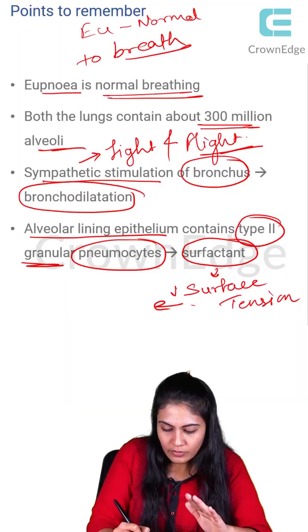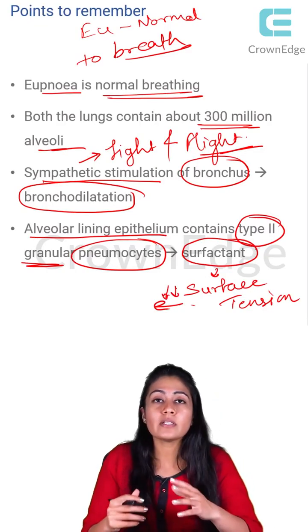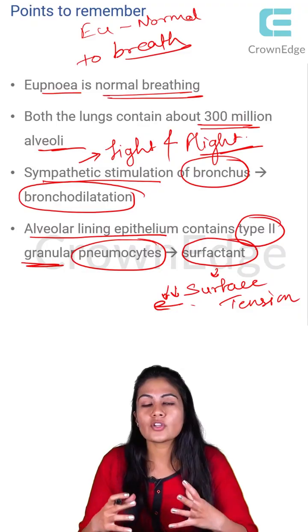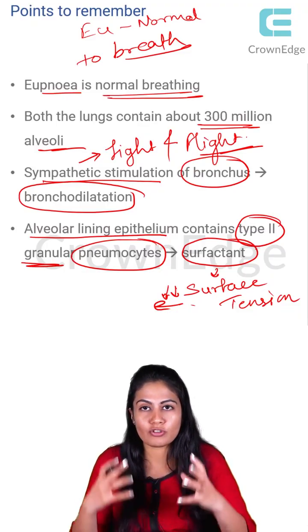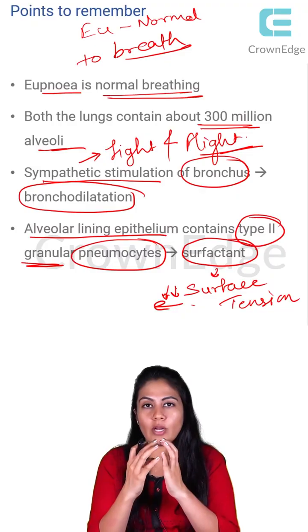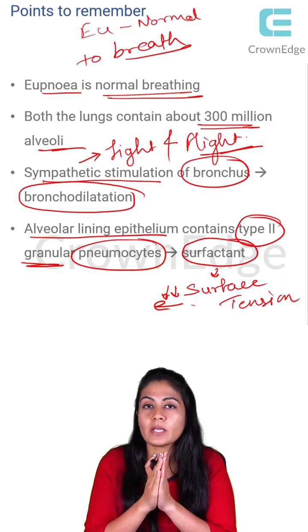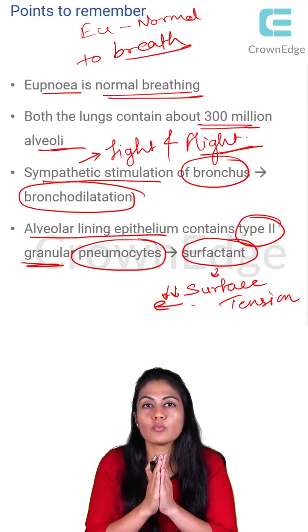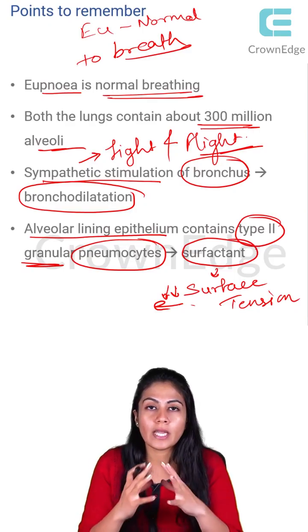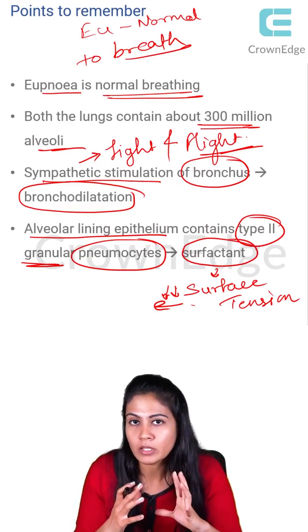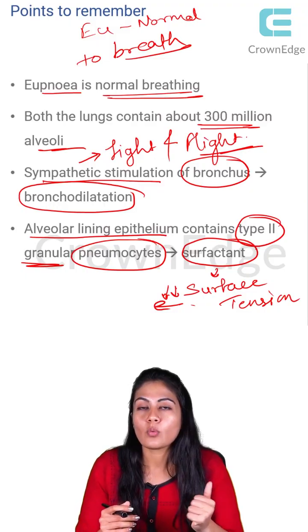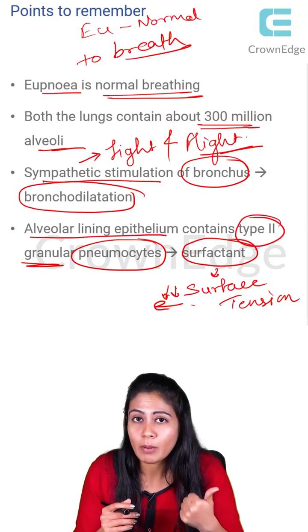If the surface tension is decreased, that means the resistance decreases. Surface tension is nothing but a tension which tries to collapse the alveoli, right? If the alveoli are collapsed, then during inspiration it requires much more energy to get back to normal size, right? So the best example is the balloon.